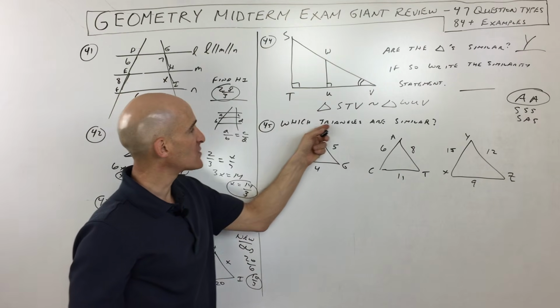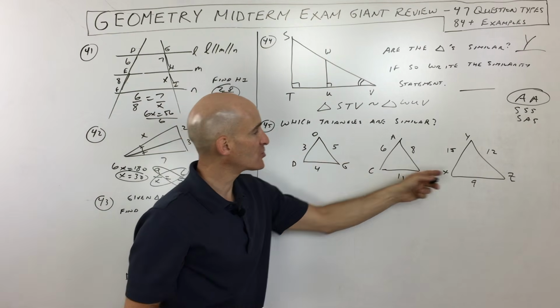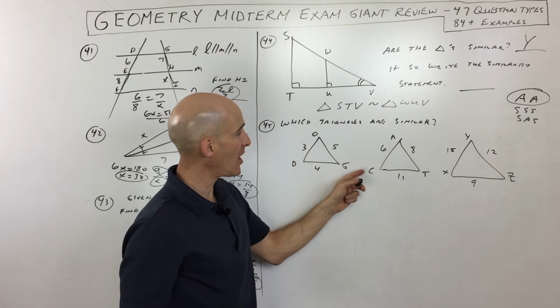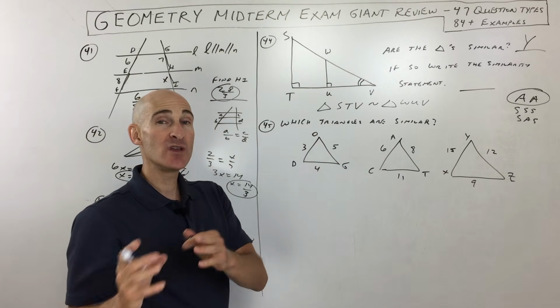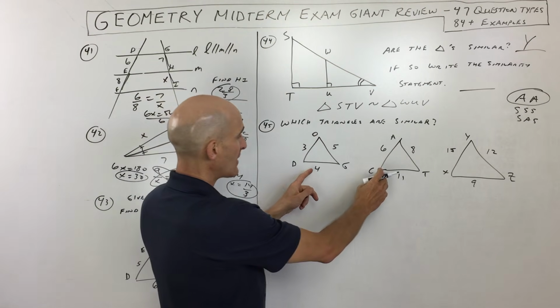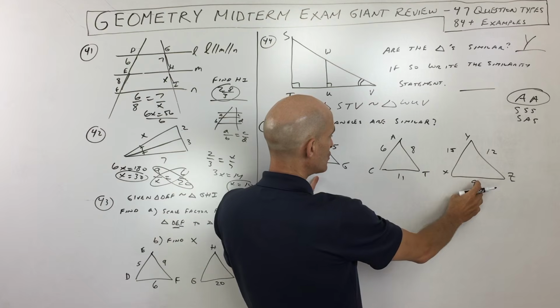And number 45 says, which triangles are similar? So they give us 3 triangles here. Is it DOG, CAT, or XYZ? Well, I'll give you a little hint, we're going to do 2 at a time, either these 2, or these 2, or these 2.